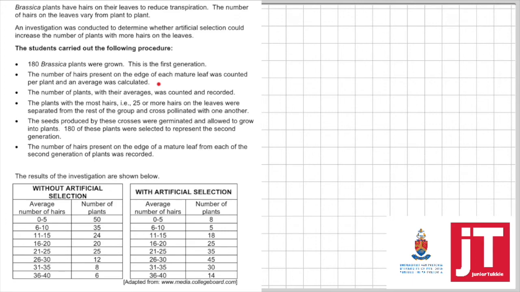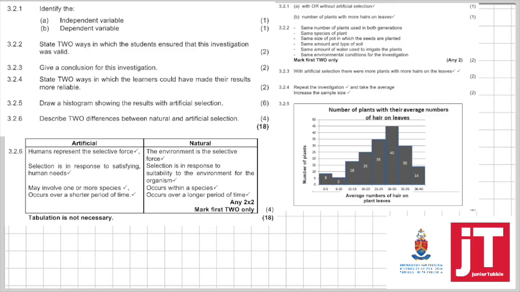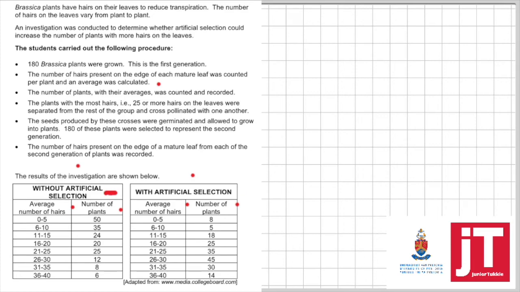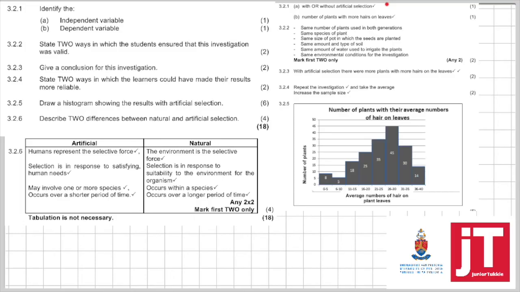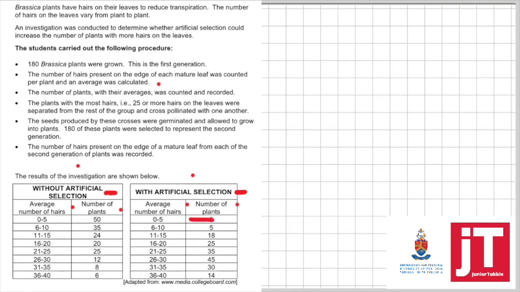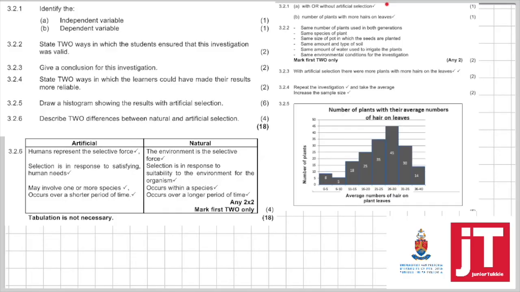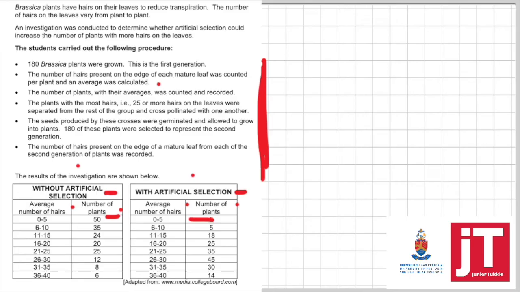The seeds produced by these crosses were germinated and allowed to grow into plants. 180 of these plants were selected to represent the second generation. The number of hairs present on the edge of a mature leaf from each of the second generation of plants were recorded. Here you see the results. Without artificial selection: average number of hairs, number of plants. With artificial selection: average number of hairs, and number of plants. Right. 3.2.1. Identify the independent variable. What are you controlling? If there is artificial selection or there is not. Okay. What are you measuring? As you can see here, you are measuring the number of plants with more hairs on leaves, but it's also here on the side. The number of hairs was counted and there's what you're measuring.